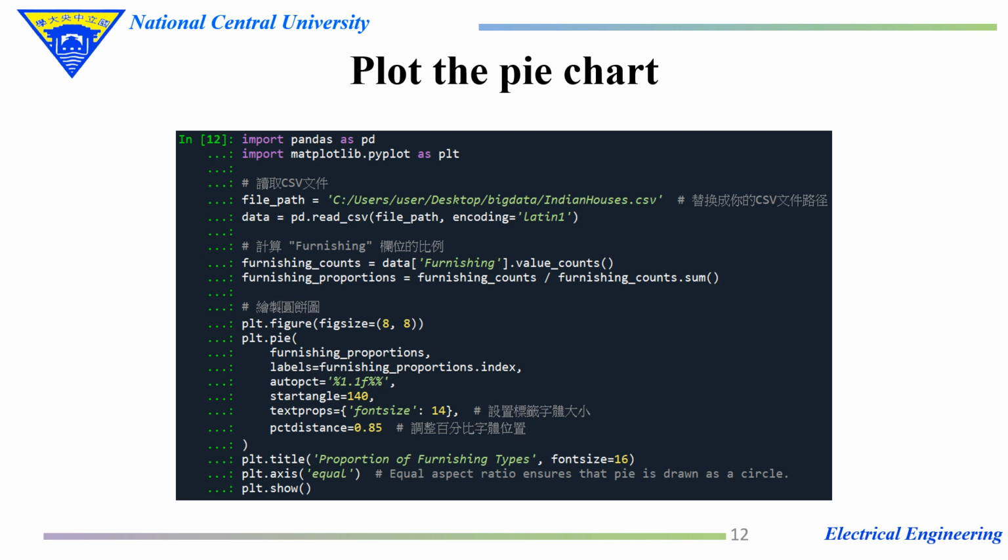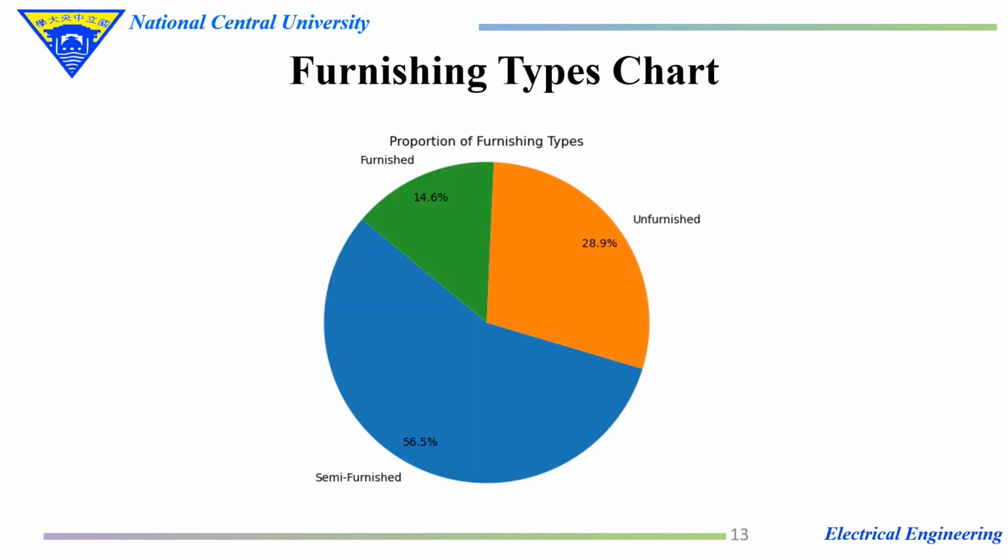Additionally, we analyze the proportion of furnishing types in Indian houses through a pie chart. As we can see, over half of the houses are semi-furnished. About 30% are unfurnished, and only 15% are fully furnished.